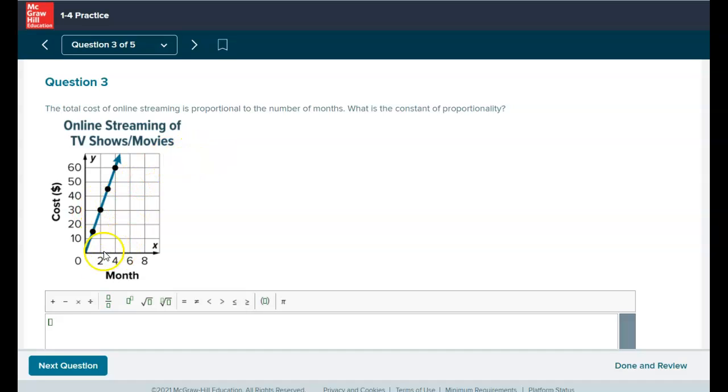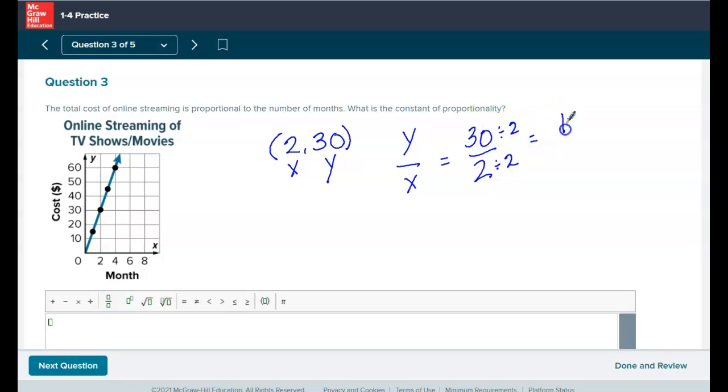All right, so this would be the point 2, 30. All right, this is your x, this is your y. The constant of proportionality is y over x. So we would write 30 over 2. Now we need it to be a unit rate. We need a 1 to be in the bottom, so we're going to divide top and bottom by 2, and that's going to give us 15 over 1.